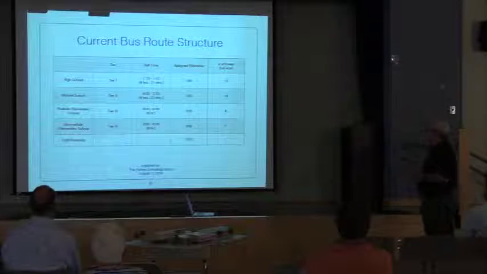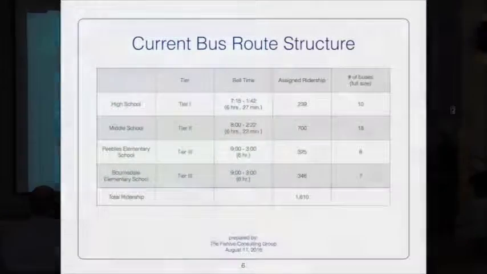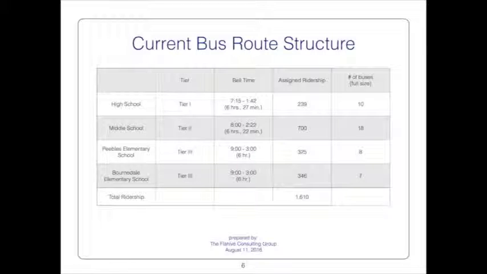Our current bus route structure has the high school on tier one, the middle school on tier two, and then Peebles Elementary and Bourndale on tier three. There's a total of 18 buses, with 18 bus routes currently at the heaviest tier, which is tier two.